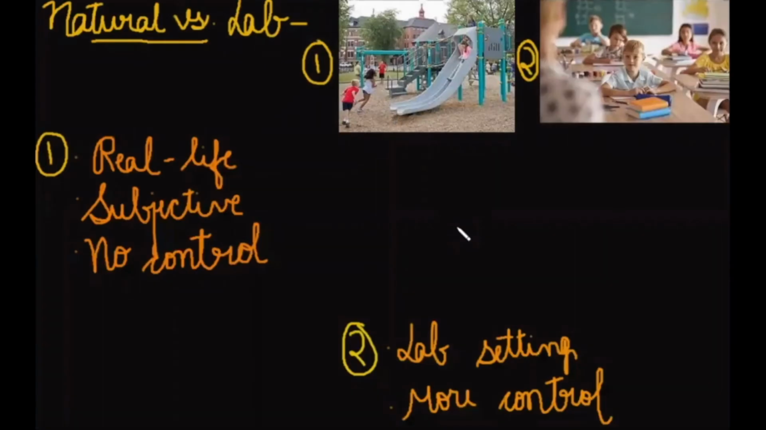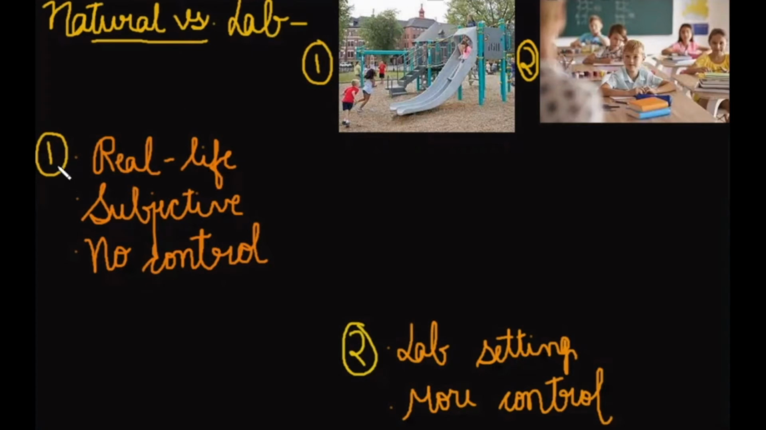Okay, observational method is divided into two parts. One is natural observation and another one is laboratory observation. So this image we can see over here is an example of a natural observation, and another one is of a laboratory observation.